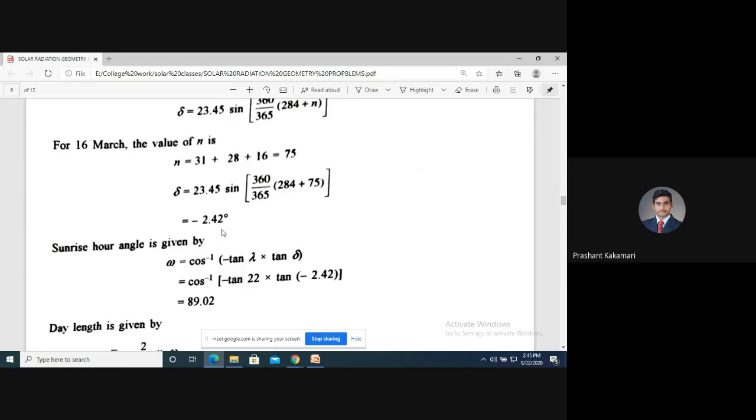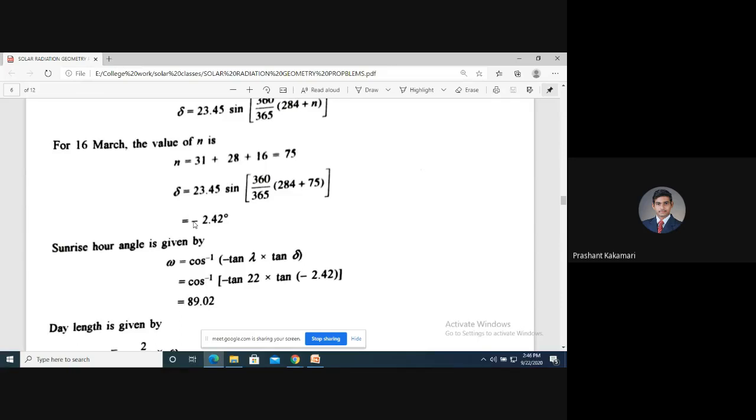So if declination angle is minus 2.42, then we can find out the hour angle. Because latitude is known and declination angle is known, one can find out the hour angle. Or you just recall all the equations required for our problem. One by one, whichever is unknown, we can go by those equations. Is the answer correct? Yes, sir.